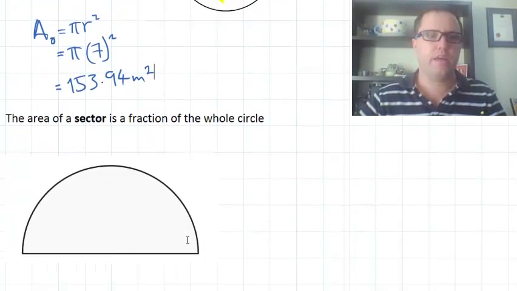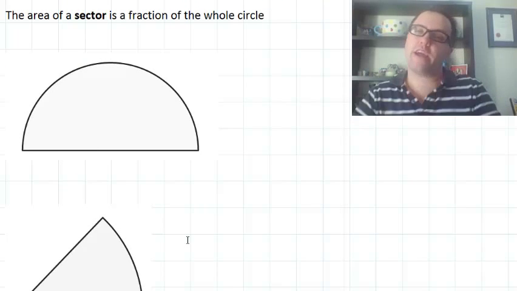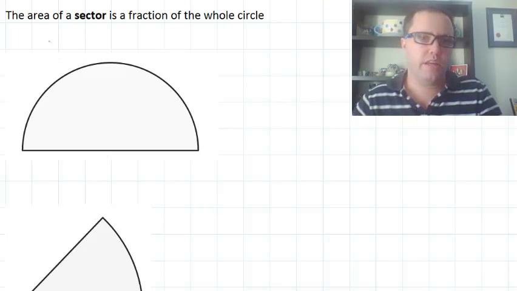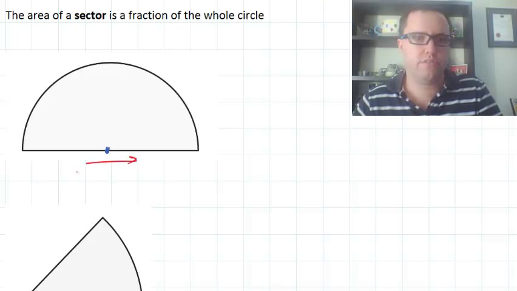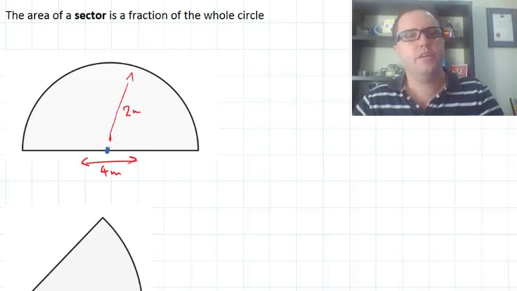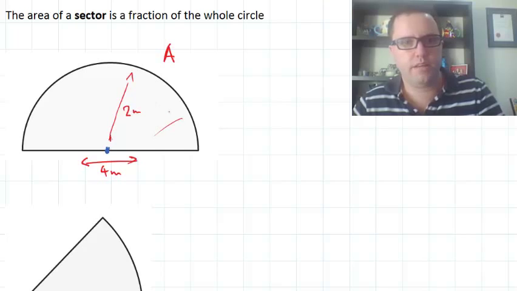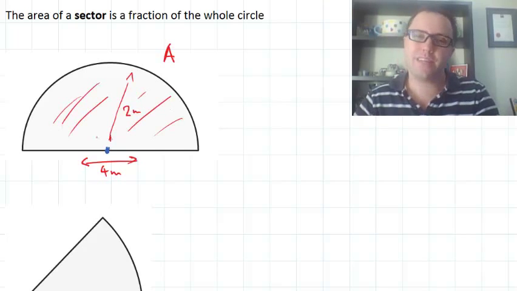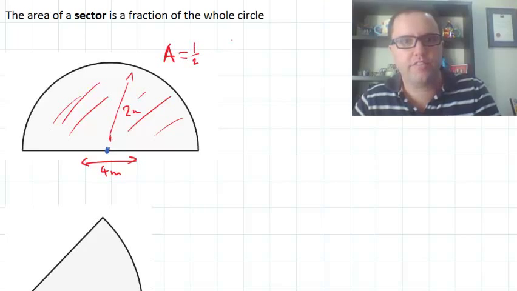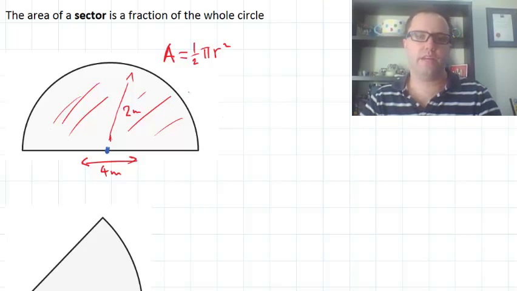Now the area of a sector is a fraction of the whole circle. Here we have a semicircle. If here's our center, we'd probably get told that this whole length here is maybe 4 meters, which means you have to use a little bit of problem solving to figure out that the radius is going to be 2 meters, because it's half that diameter length. So the area of this shape: how much of a circle is it? Well, it's half. So it's going to be half pi r squared, and you just put your numbers in and come up with an answer.